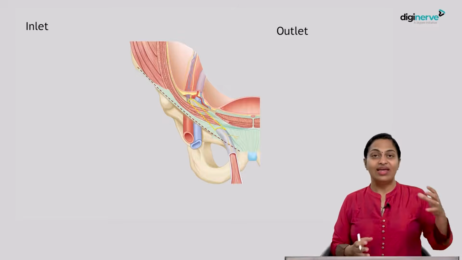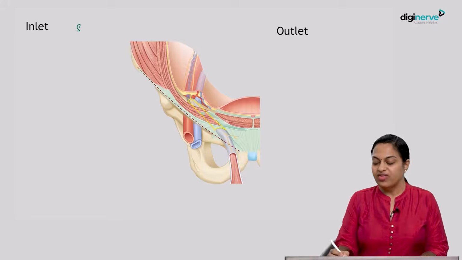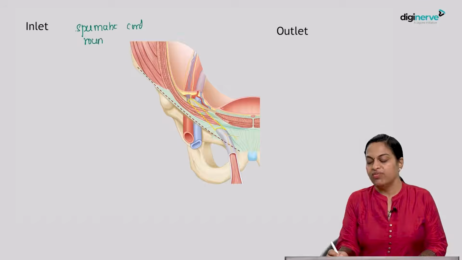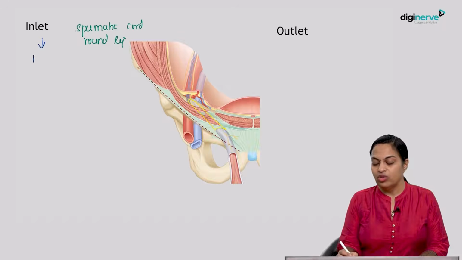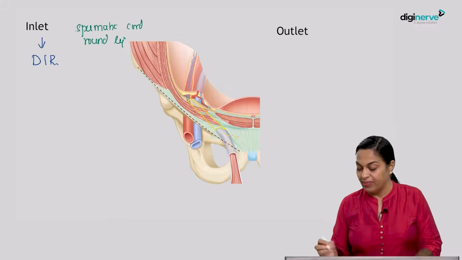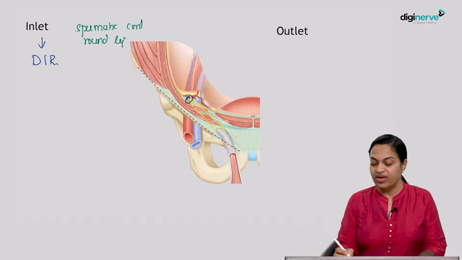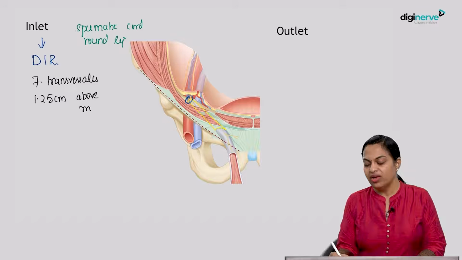Coming to the inlet and the outlet. Why do we call it the inlet? Because the spermatic cord in male and the round ligament in female enter the inguinal canal through the deep inguinal ring. Okay, through the deep inguinal ring. And this deep inguinal ring, yes, you can tell me, it is an opening in the fascia transversalis. Where is it situated? 1.25 centimeter above the mid-inguinal point.